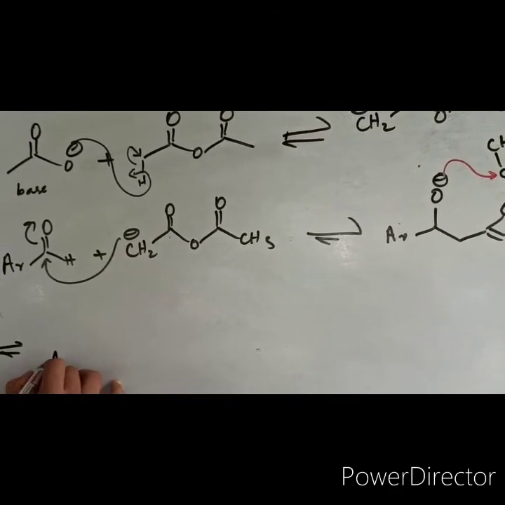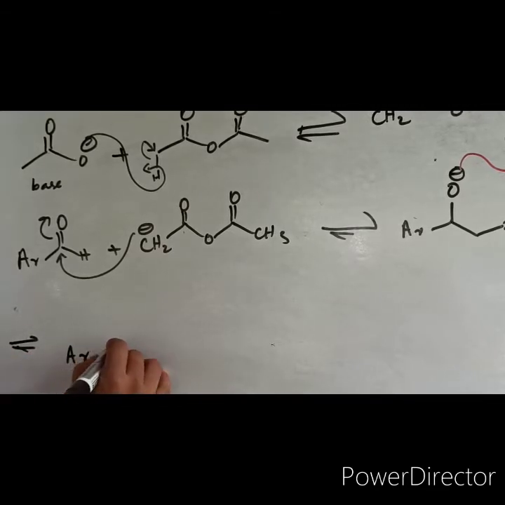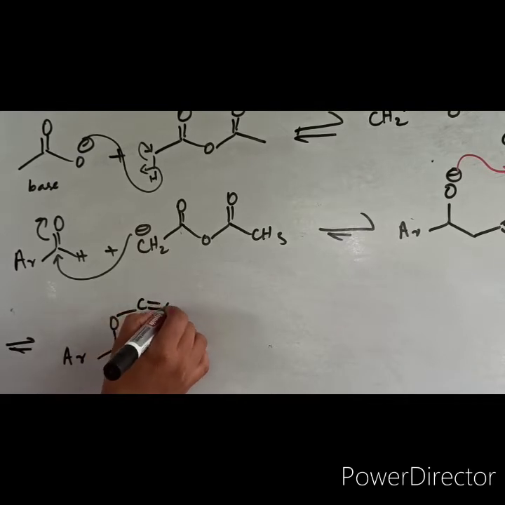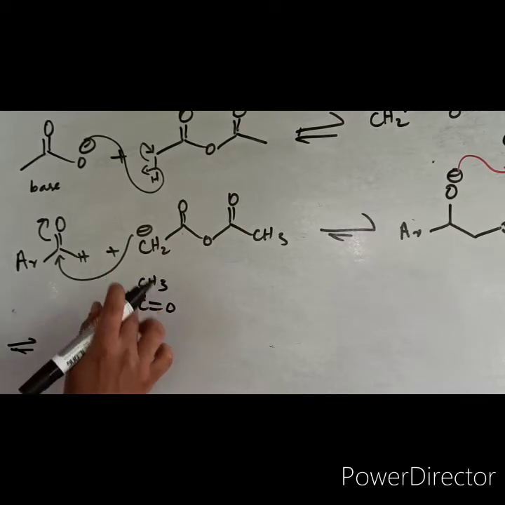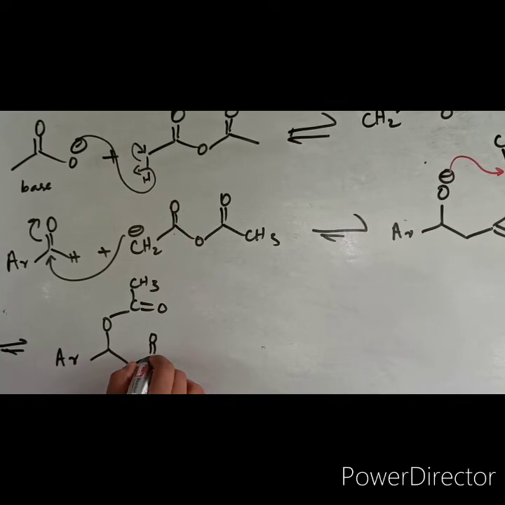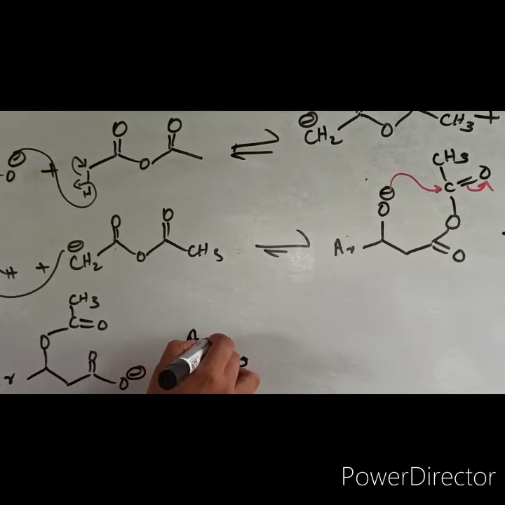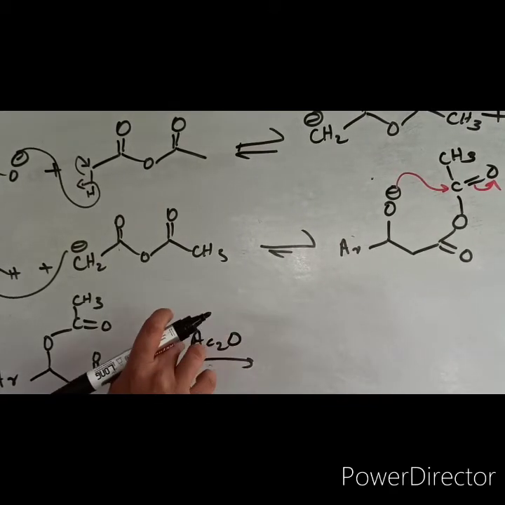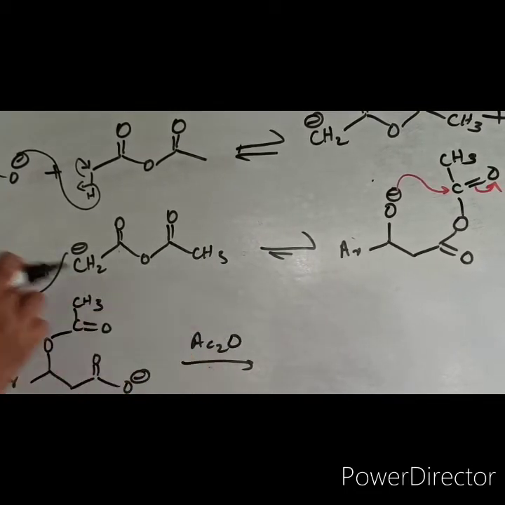So Ar, O, C double bond O CH3, means OCO-CH3, the acetate group, is a good leaving group. C double bond O minus. Now again, if you are adding acetic anhydride, that acidic proton will be abstracted by the carboxylate anion from this acetic anhydride.